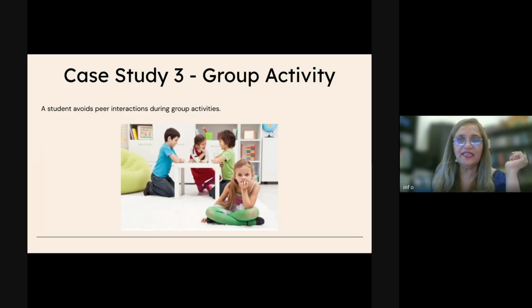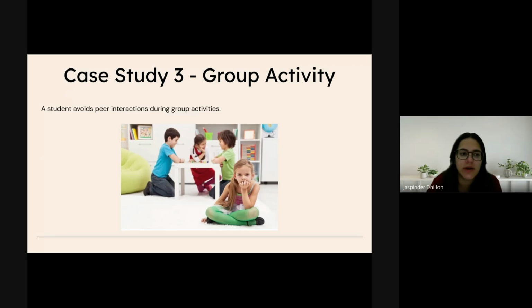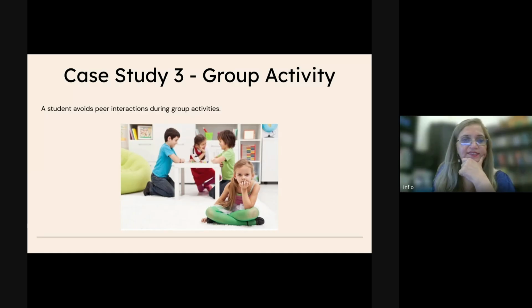So Bushra is saying, use a whiteboard for expression and games. Anything else? How could you get them to interact with their peers, especially in a group setting? All right, very good. Let's see what you suggest.